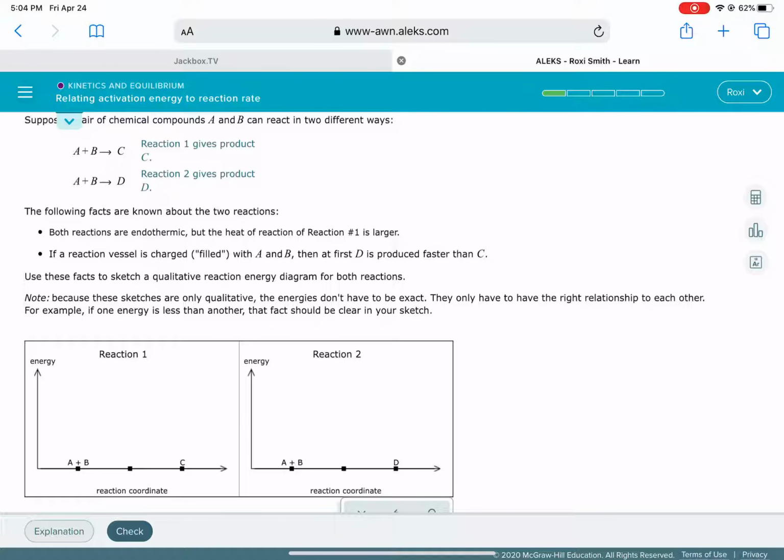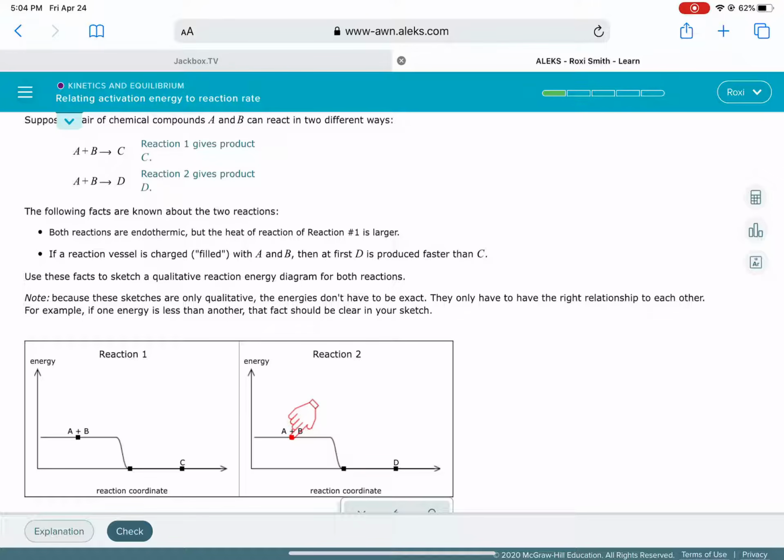So given the information, we know that both of the reactions are endothermic, which means that they're going to be going uphill in energy, but the heat of the reaction of reaction 1 is larger. And also it tells us D is produced faster than C. So this is going to be tricky. So the first thing that we need to do is start our reactions off.